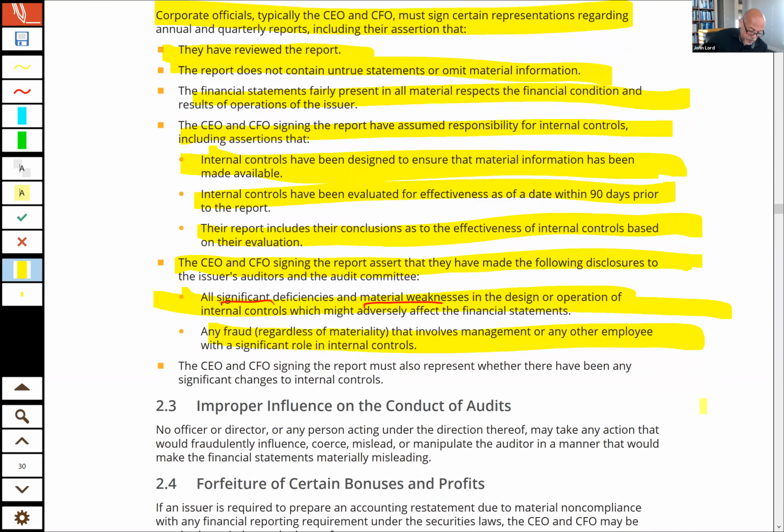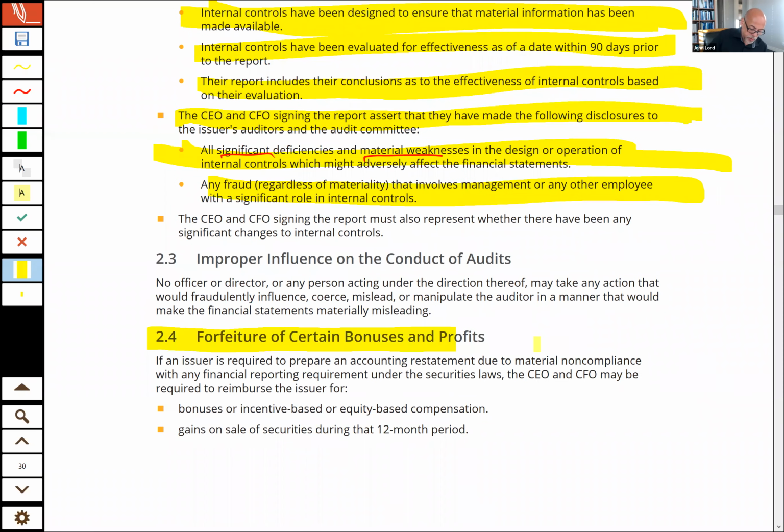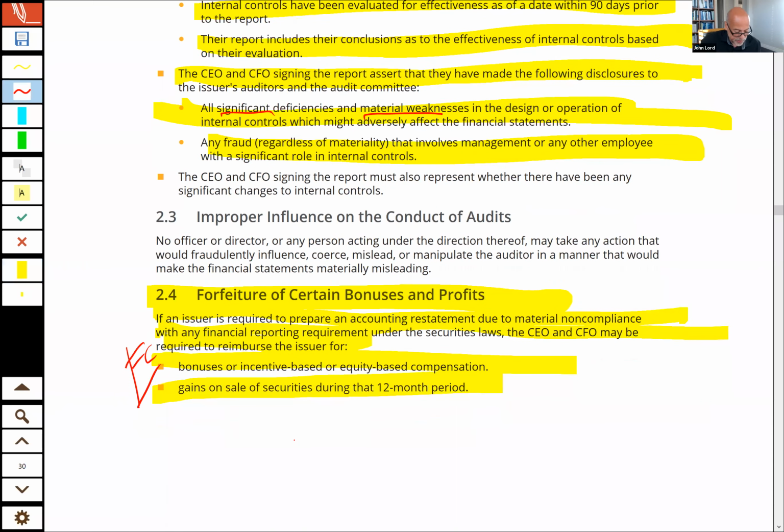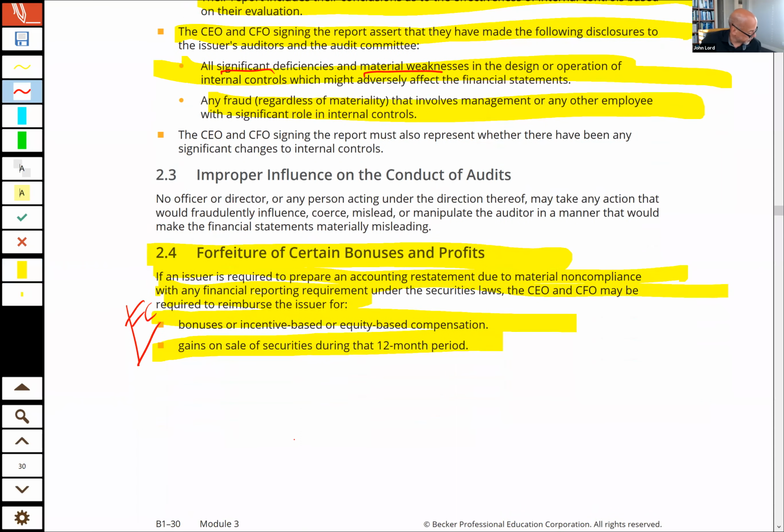Okay, good. Now, this is kind of interesting, and this is a tough one. If an issuer is required to prepare an accounting restatement due to non-compliance with financial reporting requirements under securities laws, then they could be required to, and they call this disgorgement, give up their bonuses. They would have to give up any gains on the sale of stock within the 12-month period that the reissuance was covering. So that's kind of worth flashcarding.